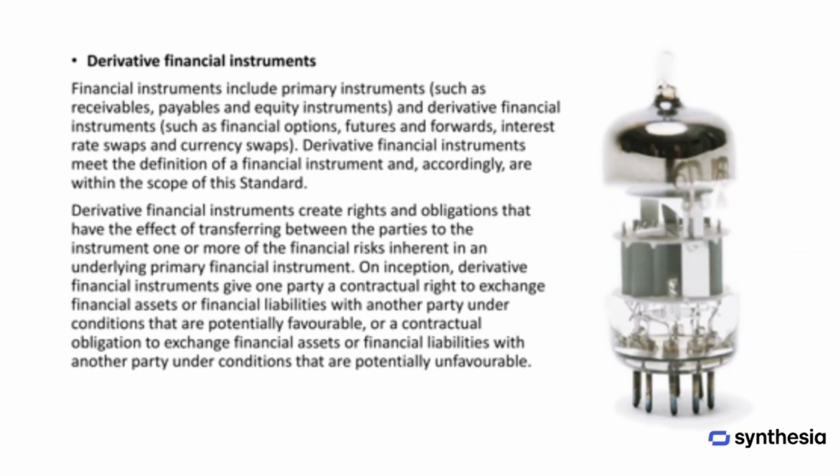Derivative financial instruments are a type of financial instrument alongside primary instruments like receivables, payables, and equity instruments. Examples of derivatives include options, futures, forwards, interest rate swaps, and currency swaps. Derivatives create rights and obligations that transfer one or more financial risks from one party to another. When a derivative is first entered into, it gives one party a contractual right to exchange financial assets or liabilities under potentially favorable conditions, or a contractual obligation to exchange them under potentially unfavorable conditions.